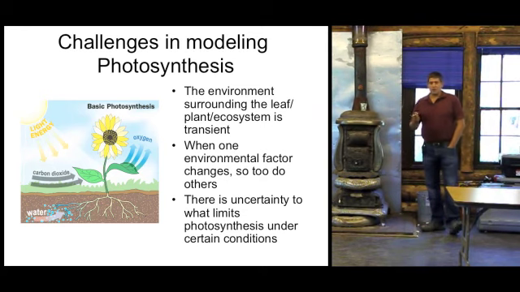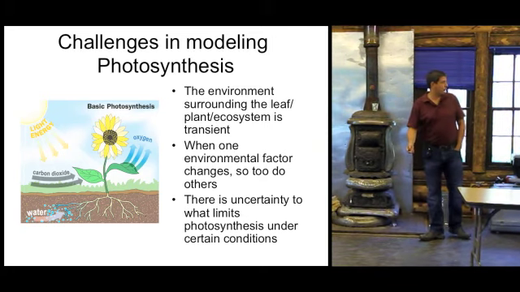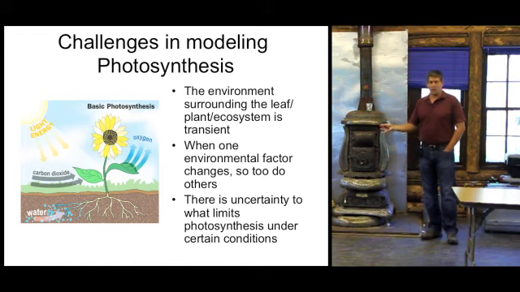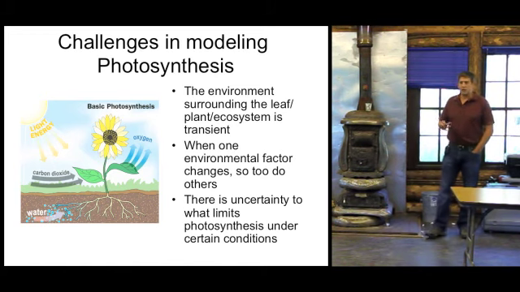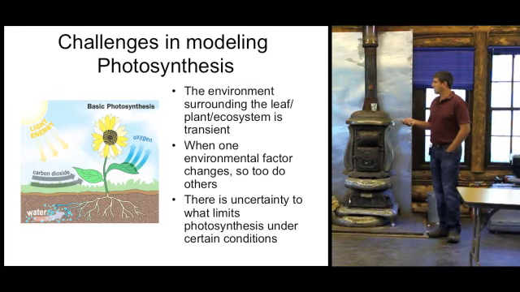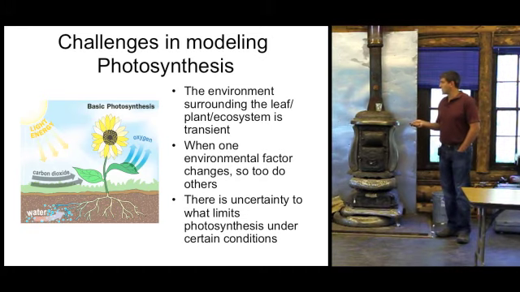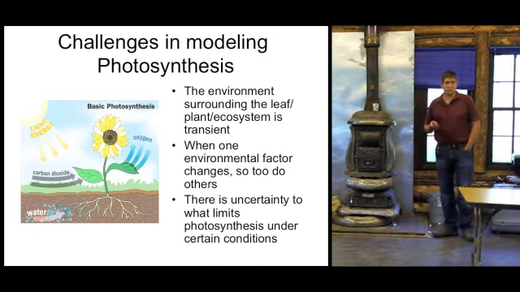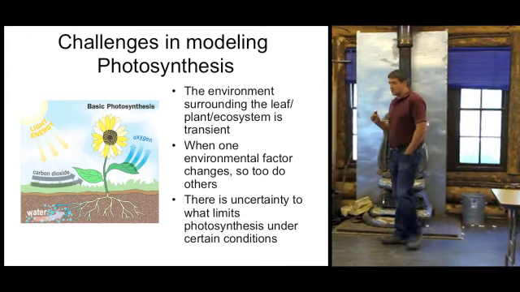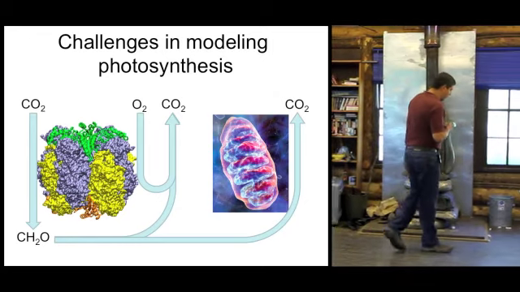The environment surrounding the leaf, the plant, the ecosystem is transient. I mean, right now, I don't know if you noticed it, but sunlight just went down a little bit. Some cloud is passing overhead, and photosynthesis responds to that. Temperatures aren't constant throughout the day. When one environmental factor changes, so too do many others in certain instances, right? There's uncertainty to what limits photosynthesis under certain conditions. So the fact is that photosynthesis is complex, and the factors that drive photosynthesis aren't uniform.